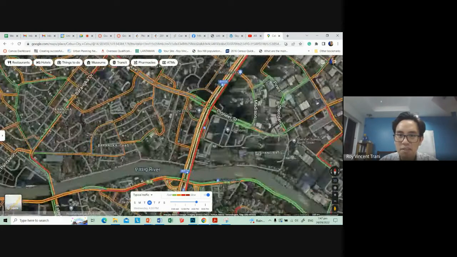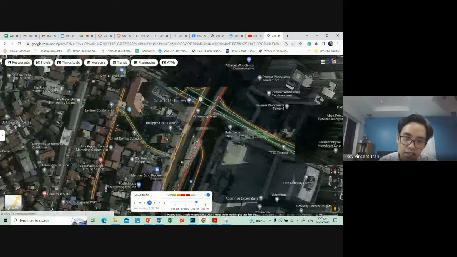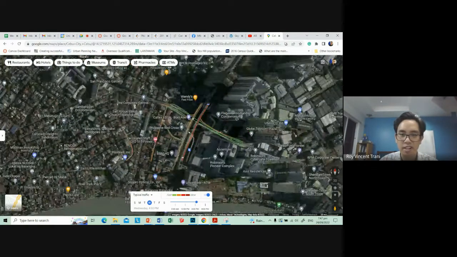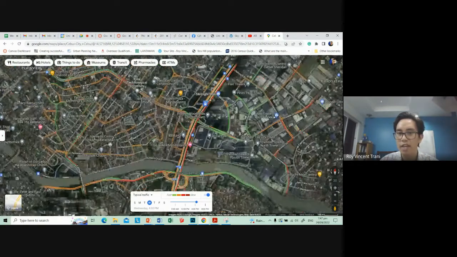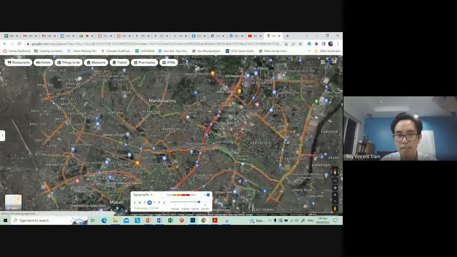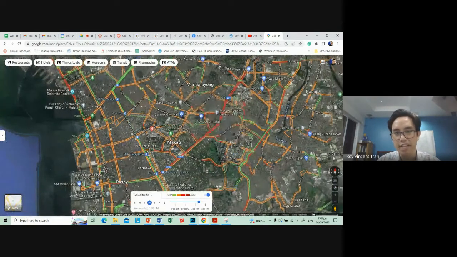I'm not from Manila. I'm not super familiar with the names of the roads here. This is Epifanio de los Santos Avenue. So lots of red here. This is on a Wednesday at like 5 p.m. Let's move it to like 6 p.m. So that evening rush hour becomes even more red. So it's even worse in Manila than it is in Cebu, as expected.